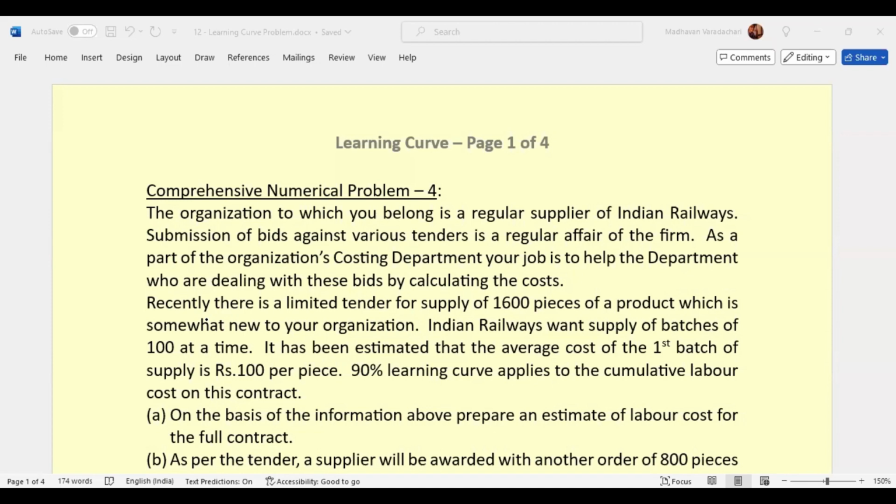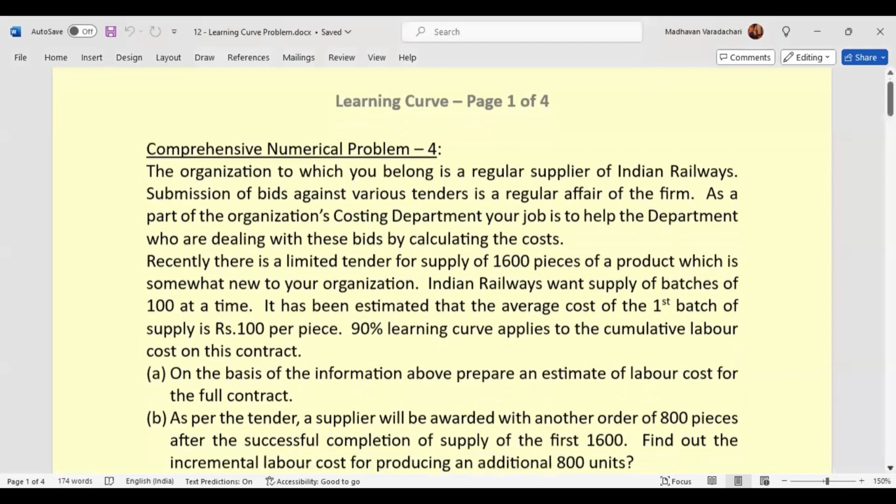Recently, there is a limited tender for supply of 1600 pieces of a product, which is somewhat new to your organization. Indian Railways want supply of batches of 100 at a time. It has been estimated that the average cost of the first batch of supply is rupees 100 per piece. 90% learning curve applies to the cumulative labor cost on this contract. On the basis of the information above, prepare an estimate of labor cost for the full contract.